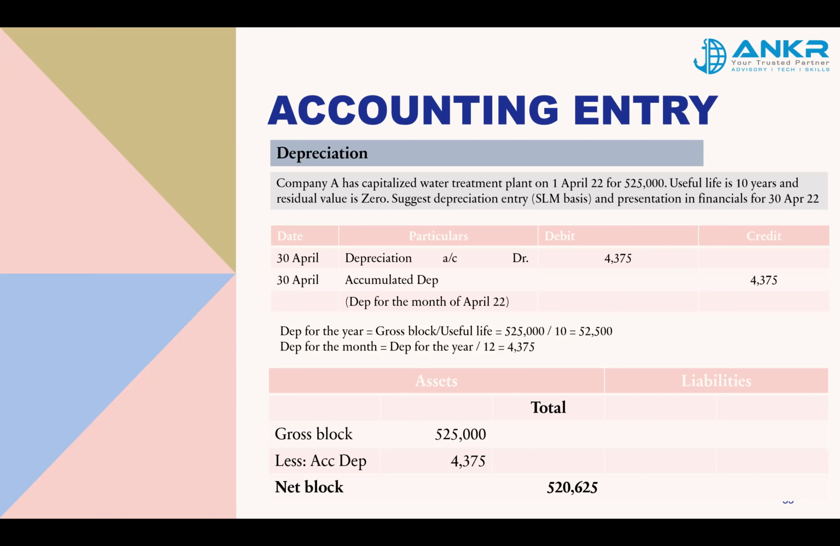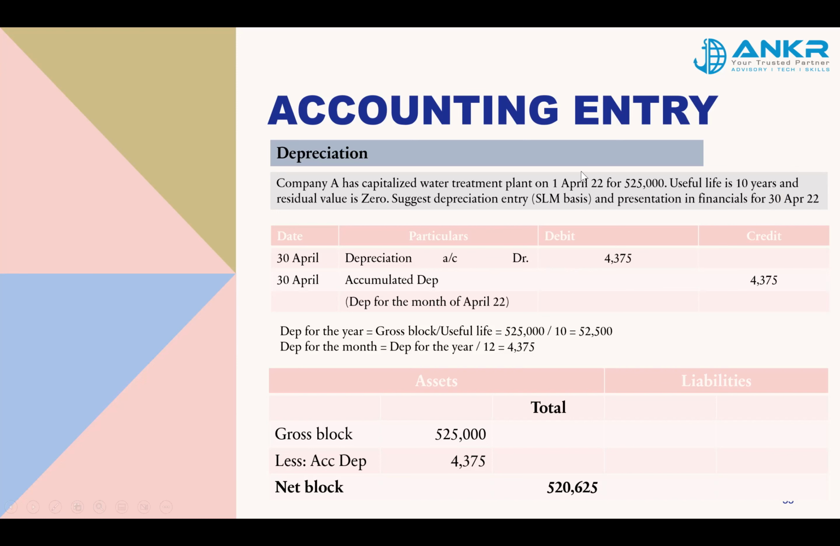So company A has capitalized a water treatment plant on 1st April 22. It's a separate example from the above. On 1st April the capitalization is at 5,25,000. Useful life is 10 years and residual value is 0. Suggest the depreciation entry on SLM basis. SLM is the straight line method of calculating depreciation, and presentation in the financials for 30th April 22. That is monthly financials. So what is the entry?